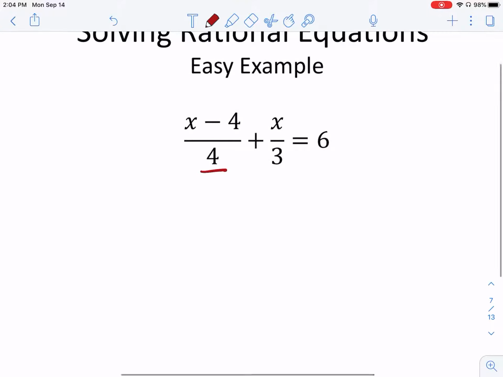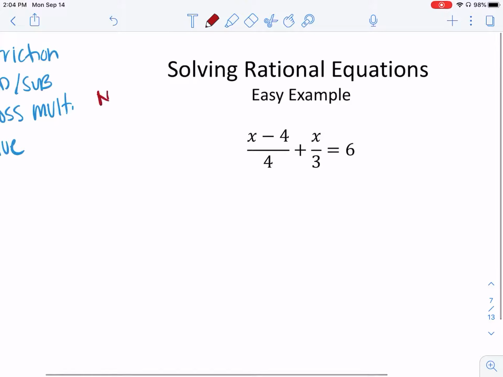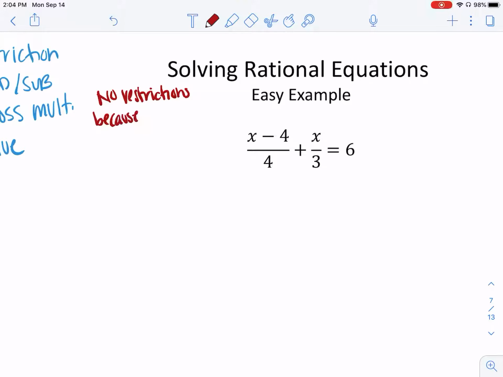So I look and I have 4, 3, and I know that this is actually over 1. Well, 4, that's not a variable, so there can't be a restriction there. 3, that's not a variable, so there can't be a restriction there. 1, once again, that's not a variable, so there can't be a restriction there. So for this problem, I would actually say no restrictions because there are no variables in the denominator.